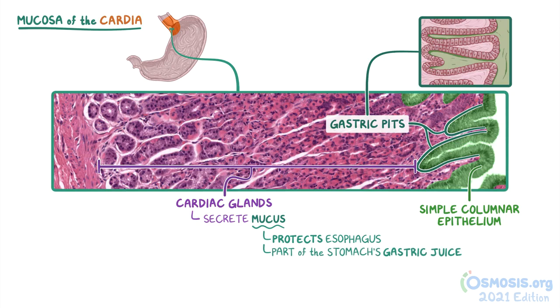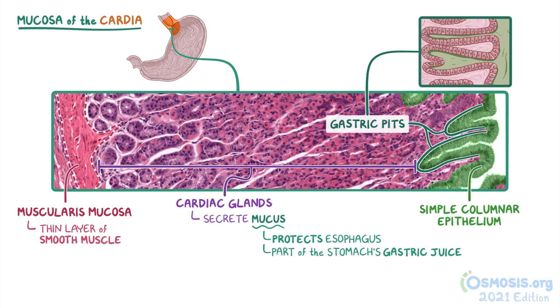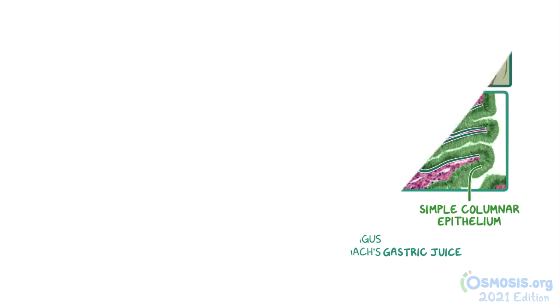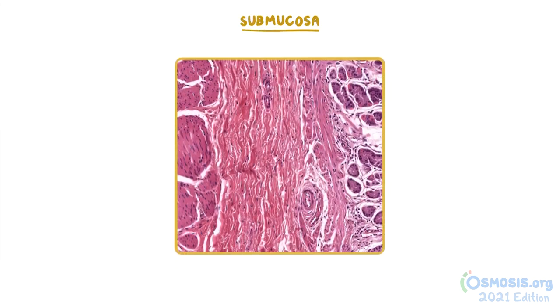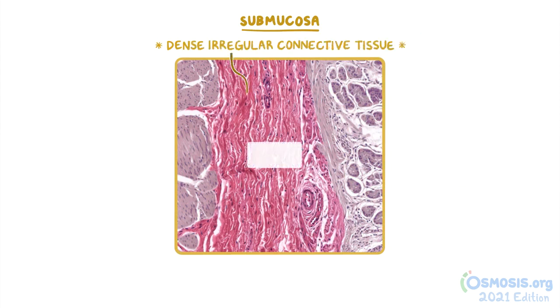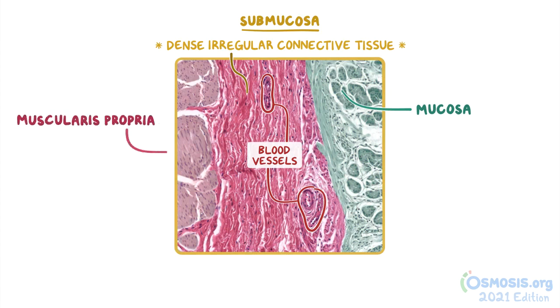The cardiac glands extend all the way to its underlying layer called the muscularis mucosa, which is a thin layer of smooth muscle that is still a part of the mucosal layer. The next main layer of the cardia is the submucosa, which consists mostly of dense, irregular connective tissue, but also contains larger blood vessels like the ones we can see in this image. On the right of this image, we can see a portion of the overlying mucosa, and on the left is a portion of the next main layer called the muscularis propria.